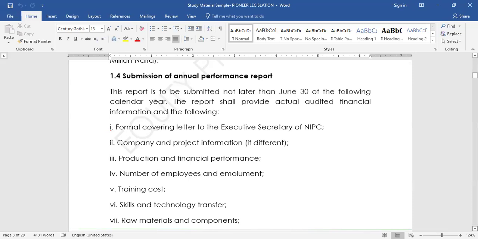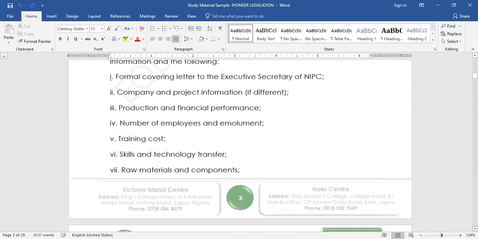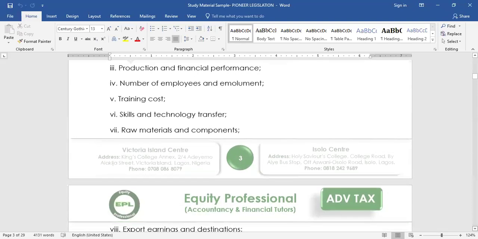Raw material and component. Where does the company source the raw material that they use to produce the good that they are given pioneer status? Those goods that we produce during the pioneer period that we are giving pioneer status to produce are called pioneer products. During the pioneer period, if a company now produces any other good that is not stated in the pioneer certificate, that good is called non-pioneer product.